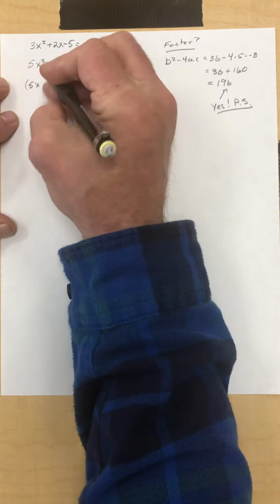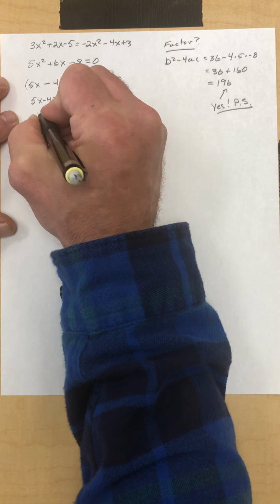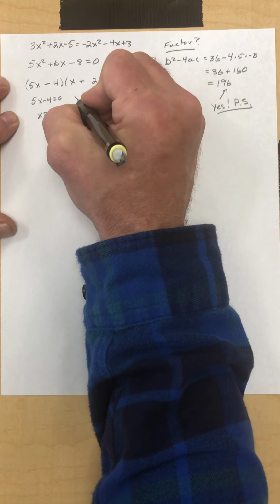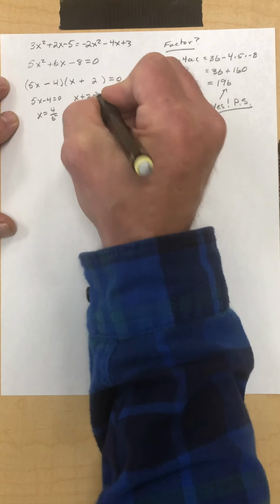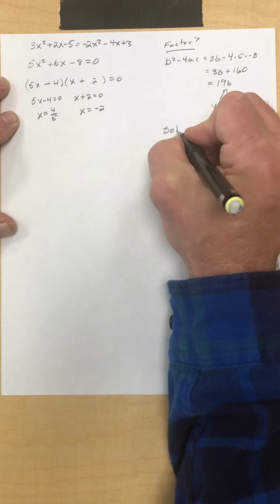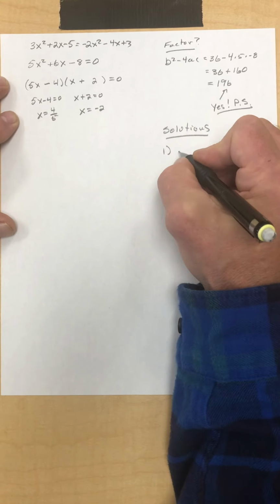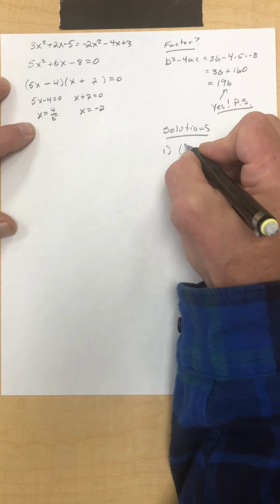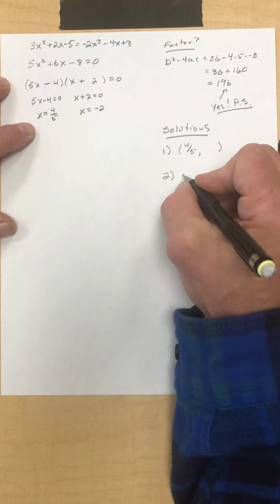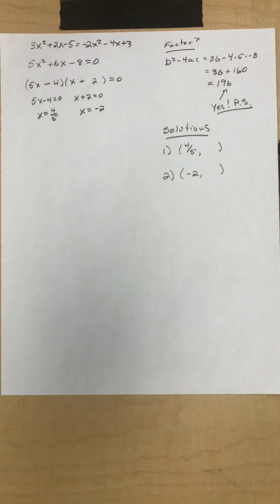So we set both of these equal to 0. 5x minus 4 equals 0, so x is going to be 4/5. Then we set our x plus 2 equal to 0, so my x is going to be negative 2. So I know in my solutions, one of them has an x coordinate of 4/5, and the other is going to have an x coordinate of negative 2. So I've got to find the y coordinate.